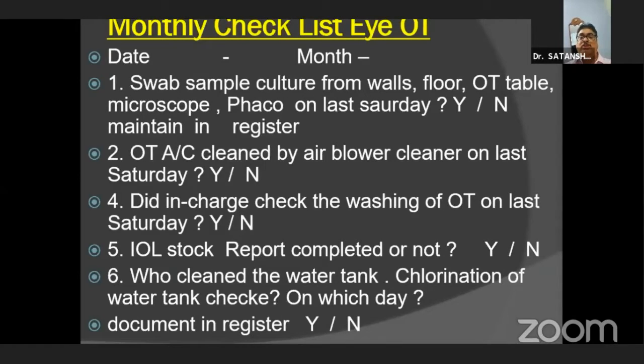Who took the soft culture from the OT? Who cleaned the OT and all the furniture? Who did the washing of the OT on the last Saturday? These things are always helpful, keeping your staff on their toes and making them aware that they have to check it.